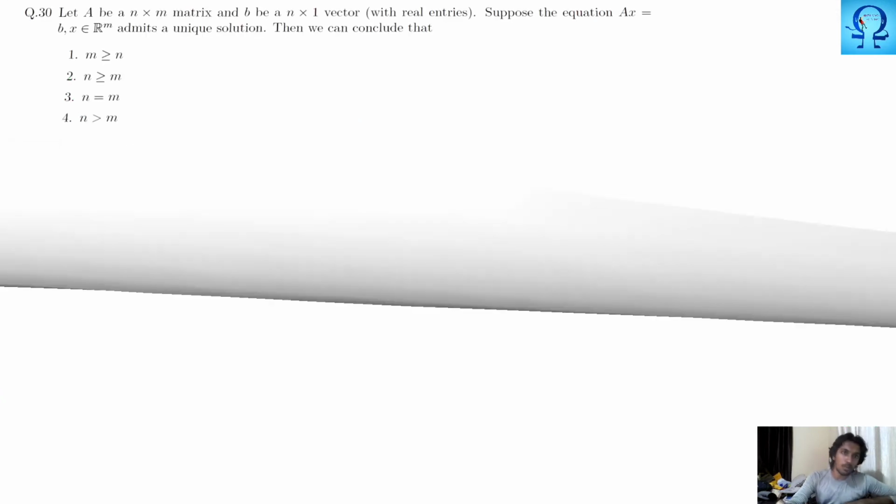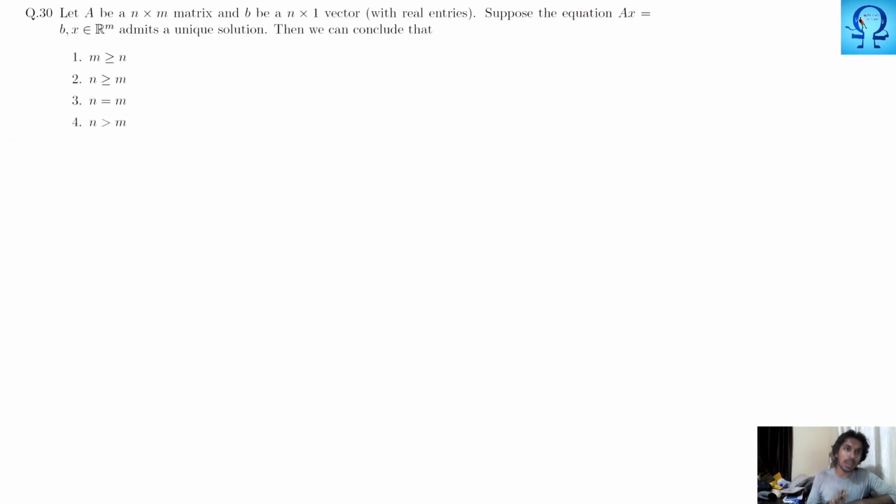Okay. Moving to the next question, it is given that A is an n by m matrix and B is an n by 1 vector with real entries. And we have the equation Ax equals B. When does this x admit a unique solution? This is what we have to check. Basically, we can treat this matrix A, n by m, as a mapping from Rm to Rn. Rank of [A|B] is the same as rank of A.